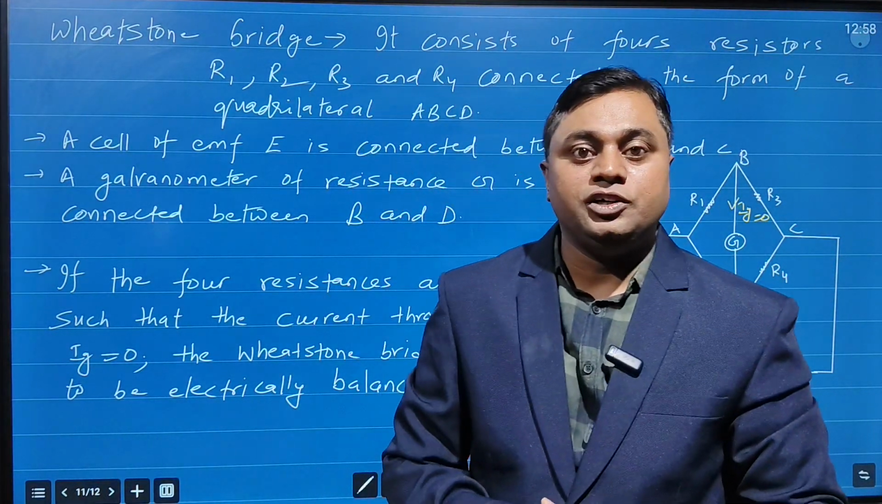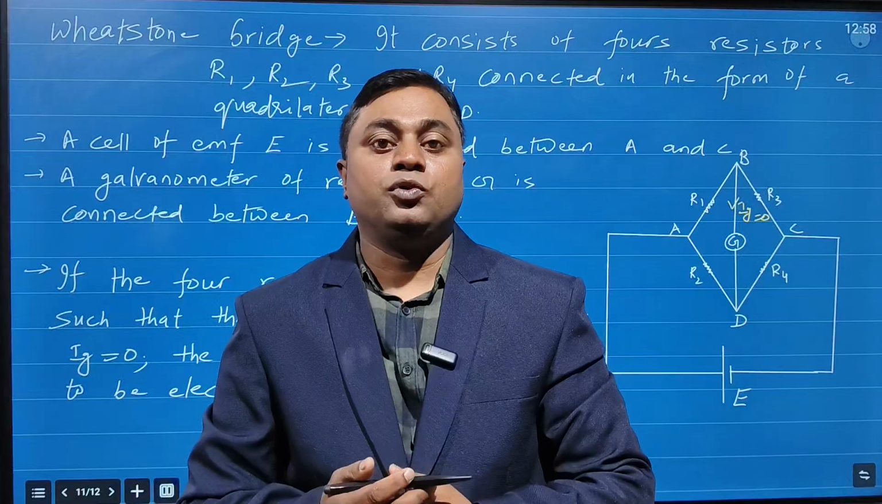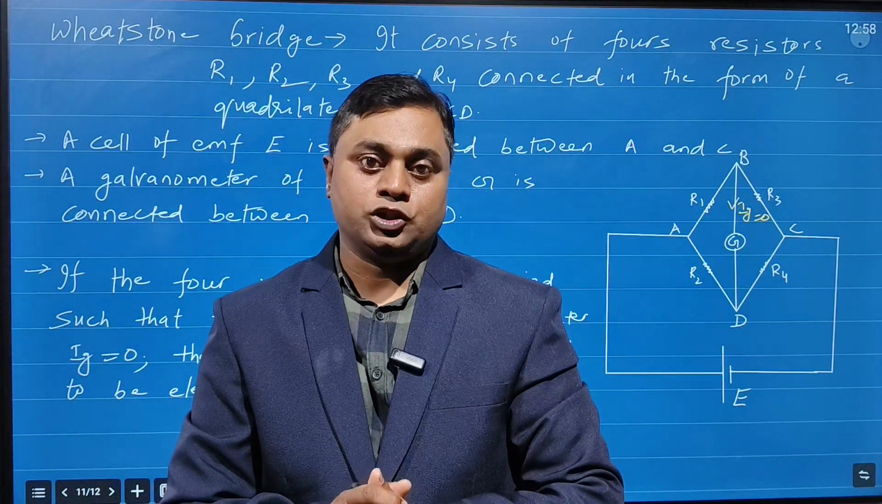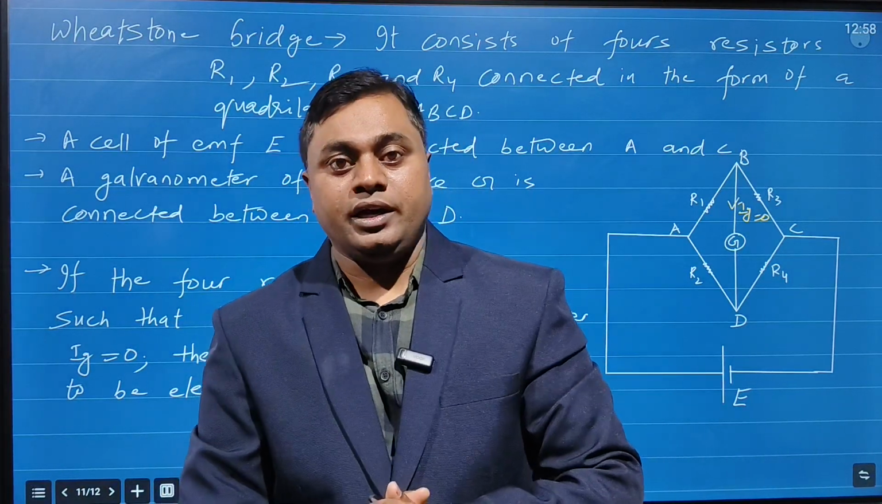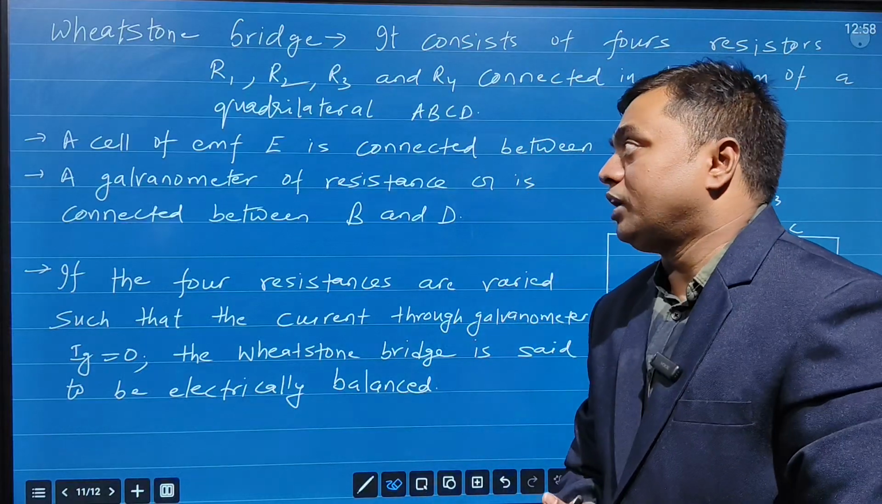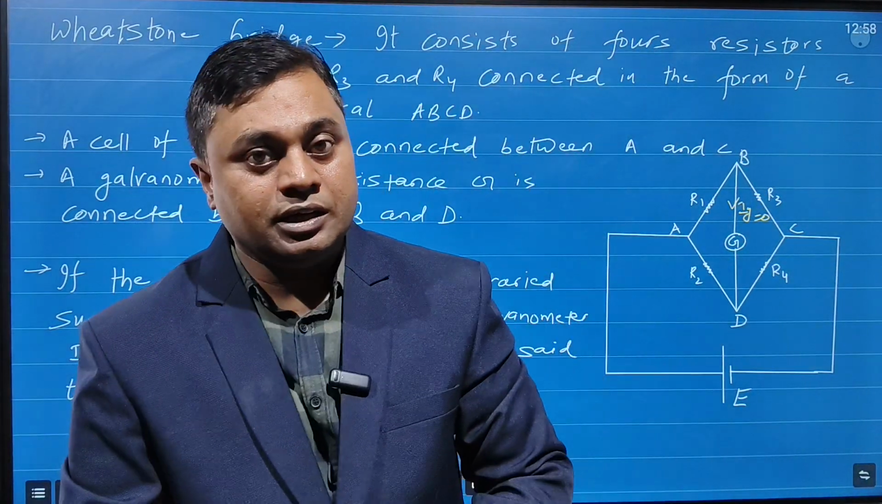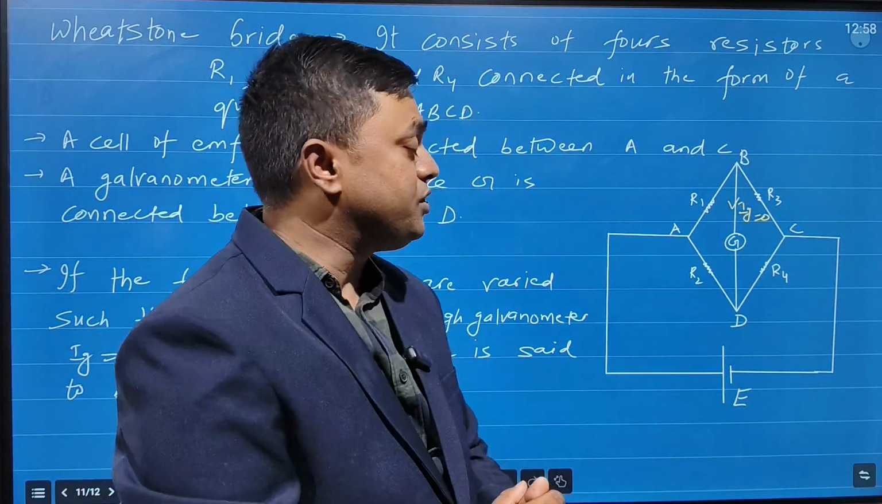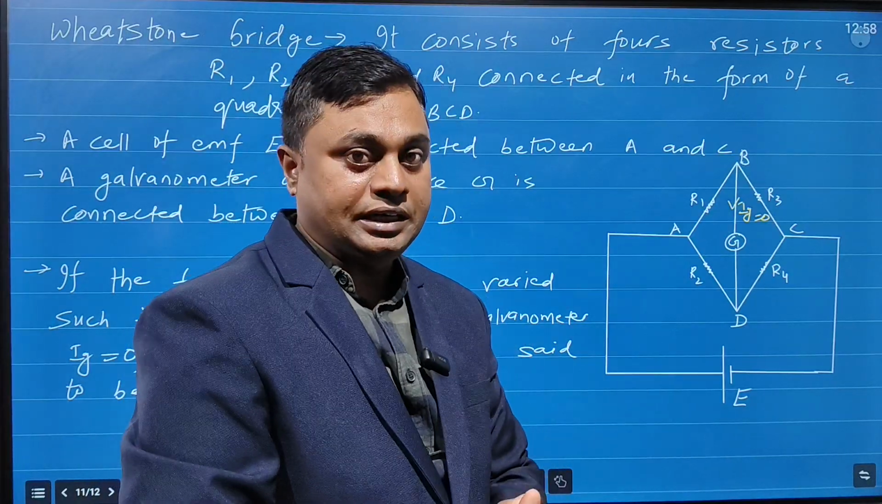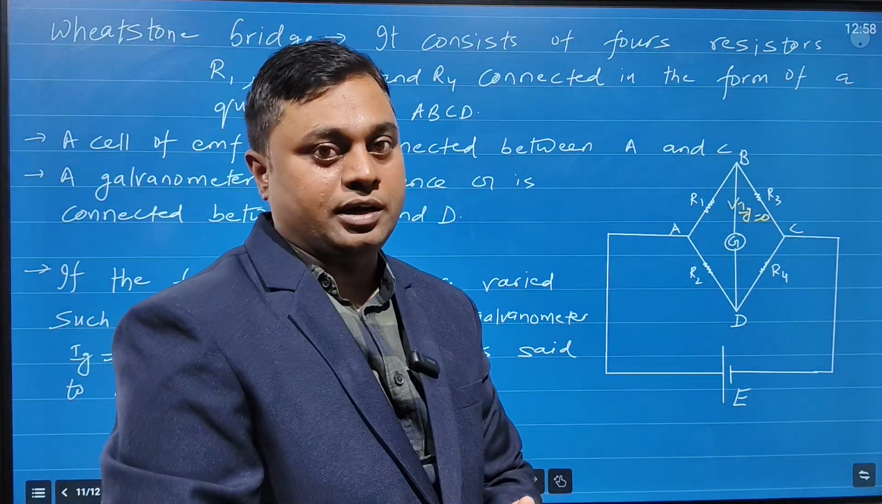Hello everyone. In this video, we are going to learn the derivation for the balance condition of Wheatstone Bridge. So let's start. What is Wheatstone Bridge? Actually, it is a device in which four resistors are connected in the form of a quadrilateral.